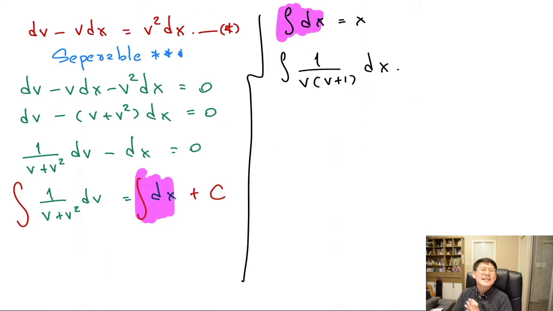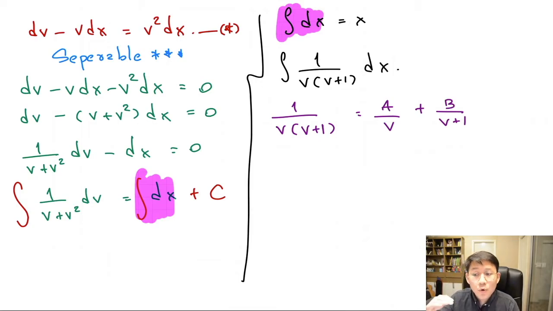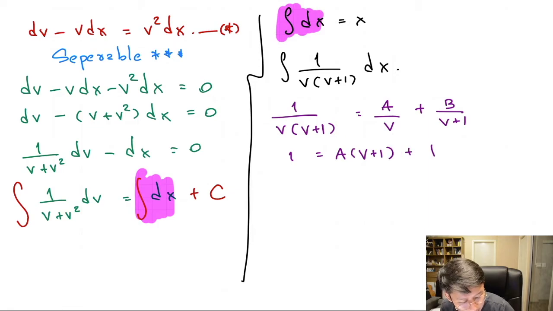Someone might say, okay, just do Bernoulli. I don't know how to integrate this function. You should know how to integrate this function. It's something called partial fractions. First, you write this in terms of a divided by v plus b divided by v plus 1. Then you multiply the whole equation by v times v plus 1. So we have a(v+1) plus bv.